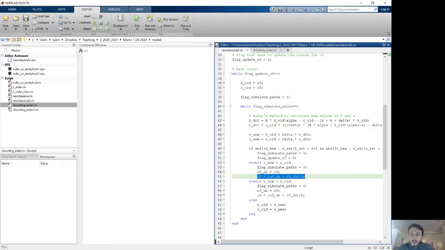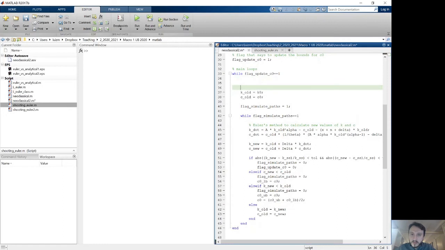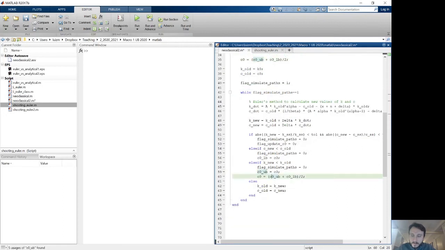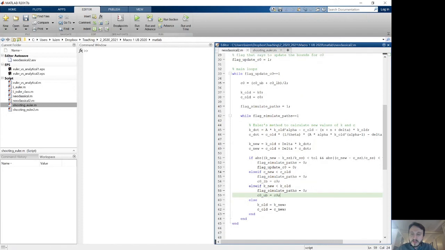Just for the code to make some more sense, I will change this line and put it somewhere here. This will not make any difference, because the code will go back to this to update. I'm going to do this just for the flag names to make sense, because when we want the code to update the C0, the line of code appears here.